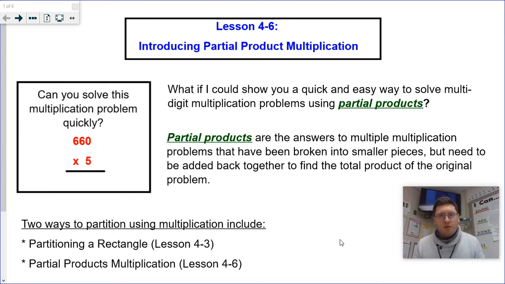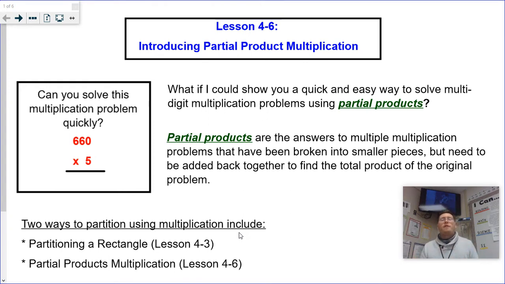So, I'm going to pose a question to you. Can you solve this multiplication problem quickly? I mean within 30 seconds, or within a minute. Okay, 660 times 5. Mentally in your head or even writing it on a piece of paper. If you're able to do that, great. Keep with this method. But I'm going to show you a method today that's going to make it easier and quicker for you to solve multi-digit multiplication problems using partial products.